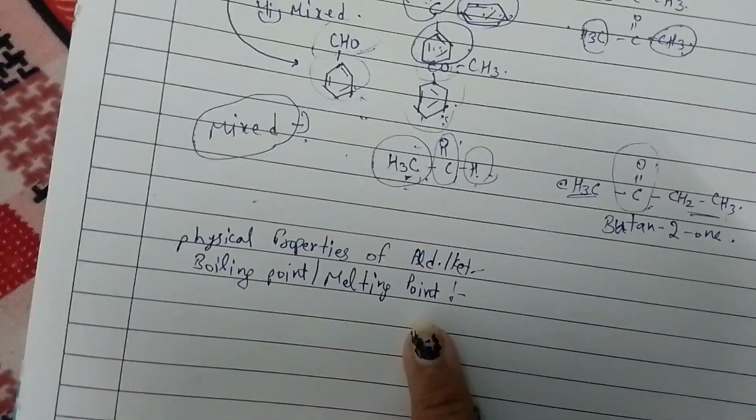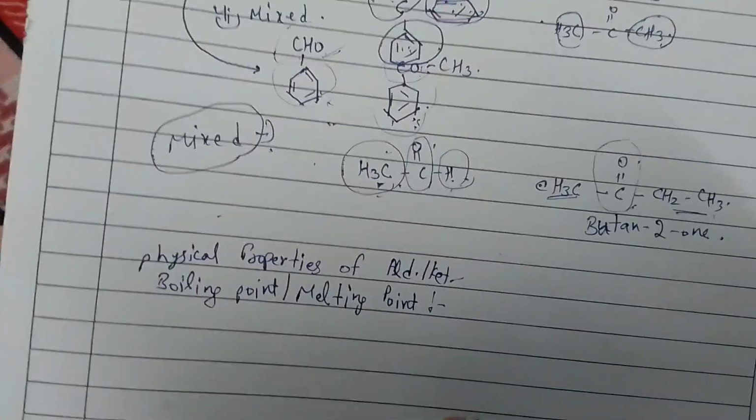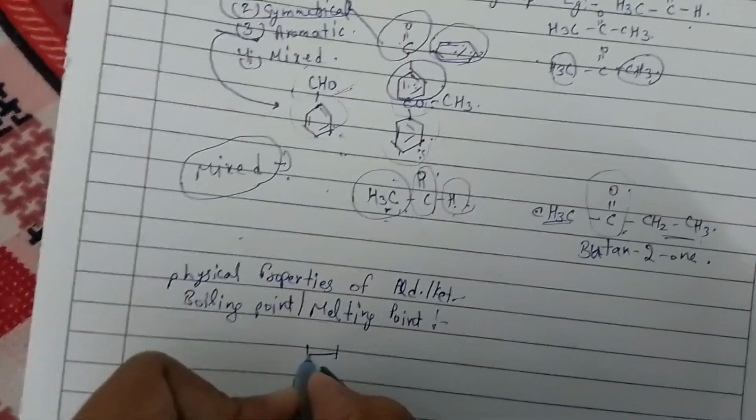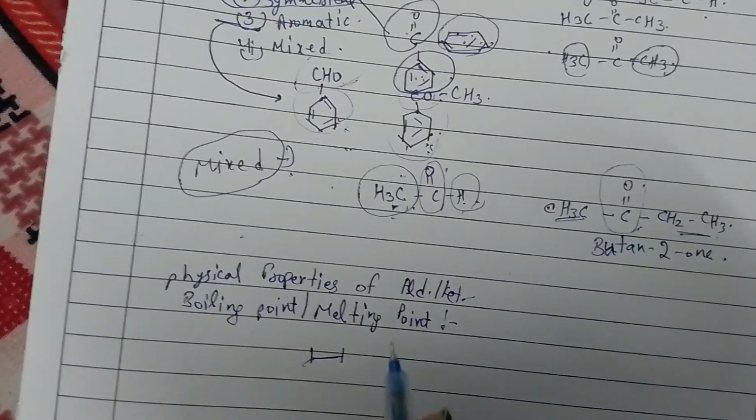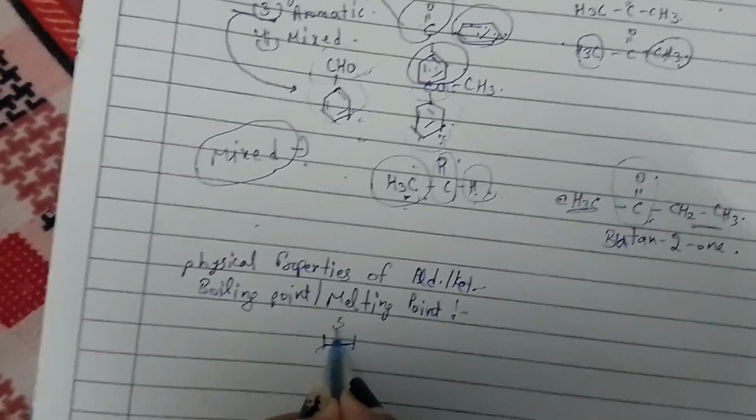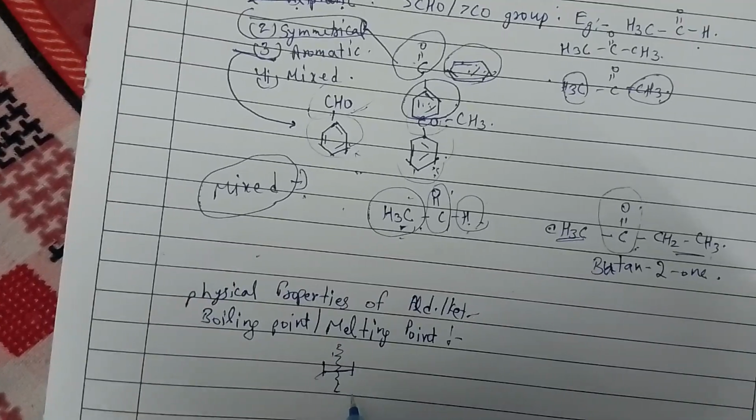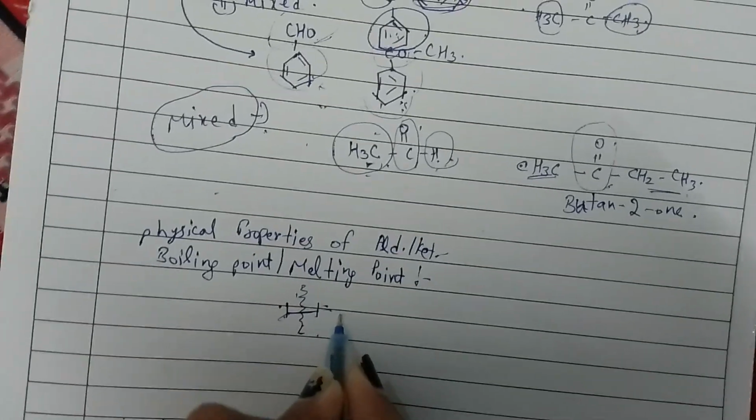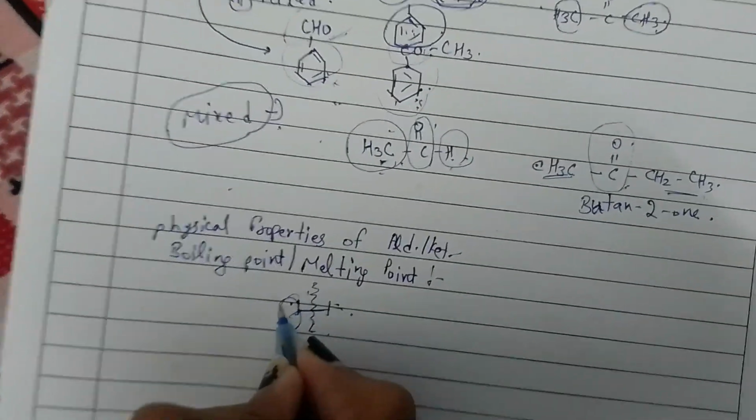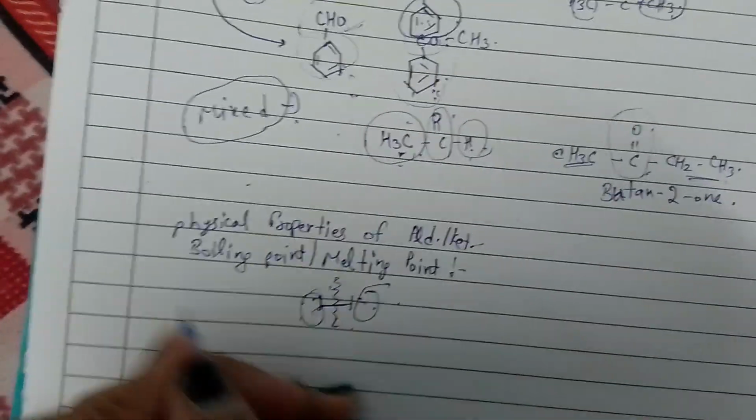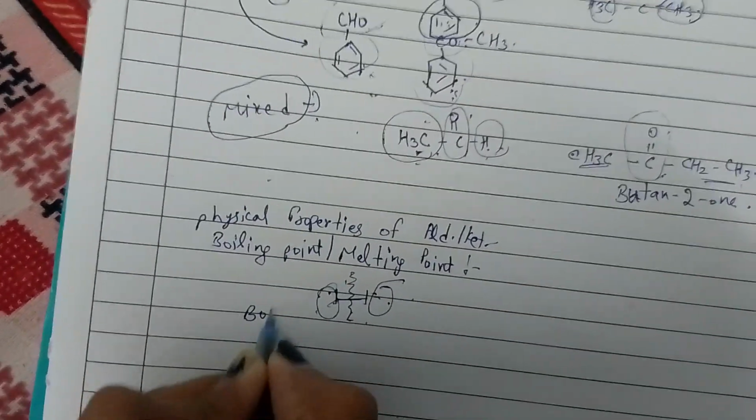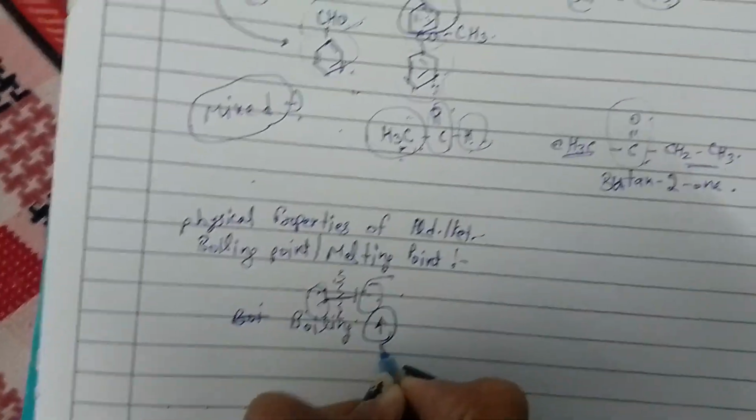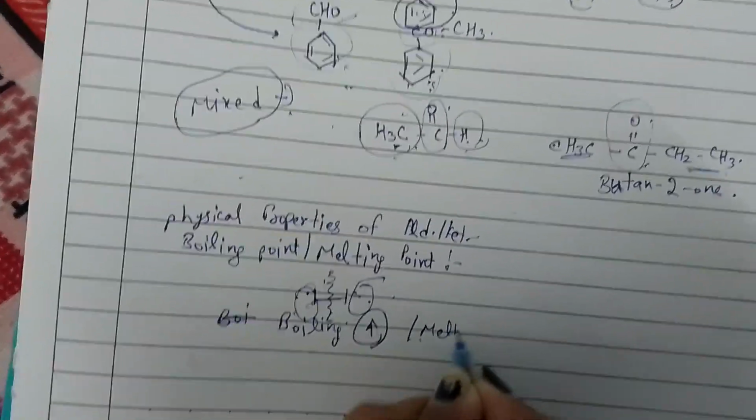The aldehyde and ketones have a polar C double bond O group, and thus there is a strong dipole force between the aldehyde and ketone molecules, and thus more heat is required to break that strong dipole force of attraction present between aldehyde and ketone molecules. Therefore, we can say that the boiling point is high and the melting point is also high.